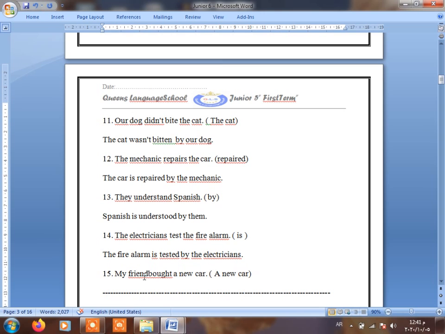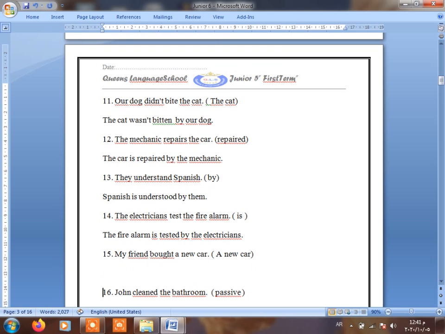Okay. My friend bought a new car. This sentence is in the past simple. So I am asked here to start the sentence with a new car, which is the object. So a new car was bought by my friend. Okay, so let's go to the next sentence.